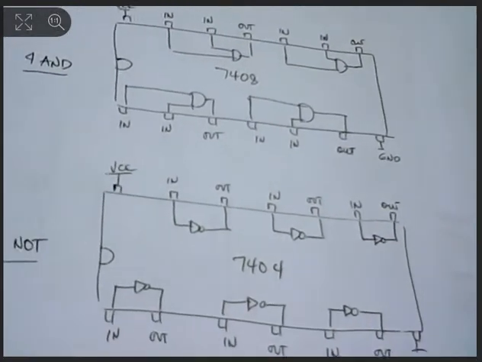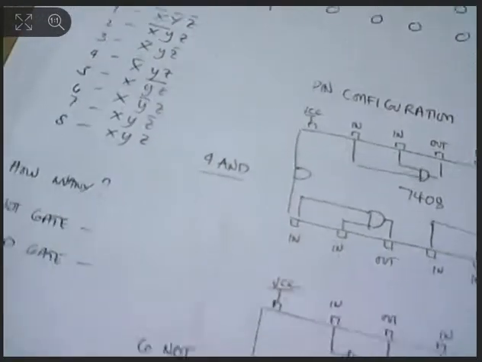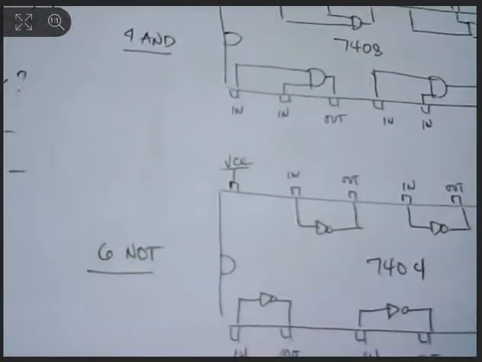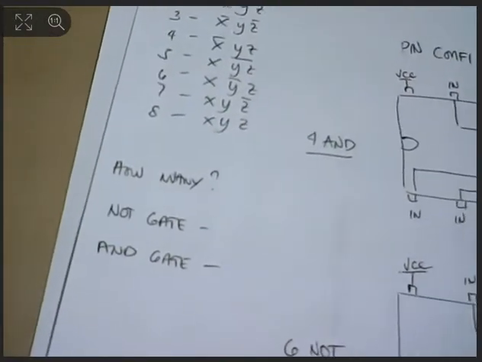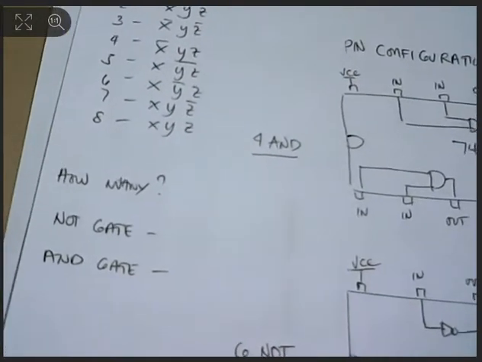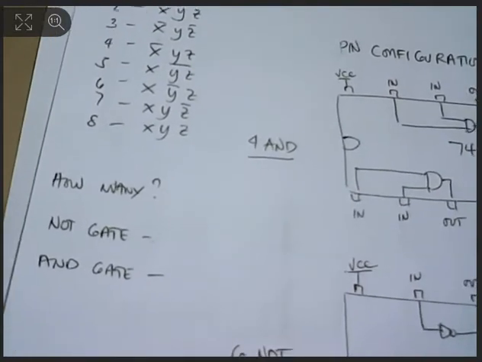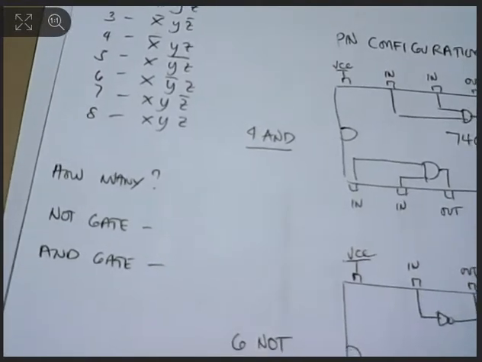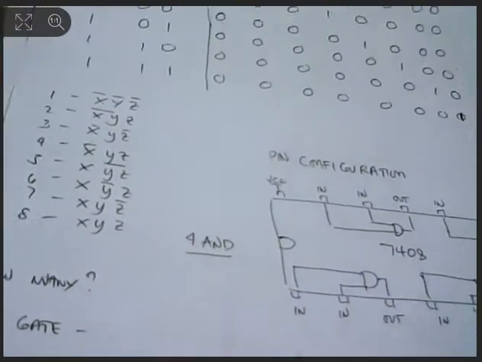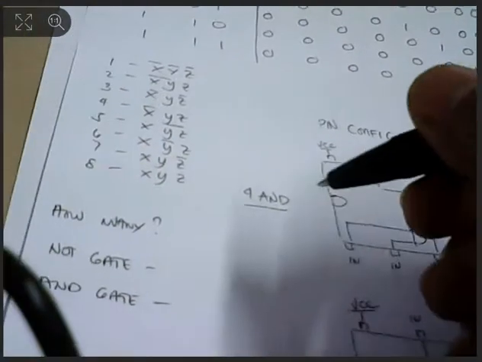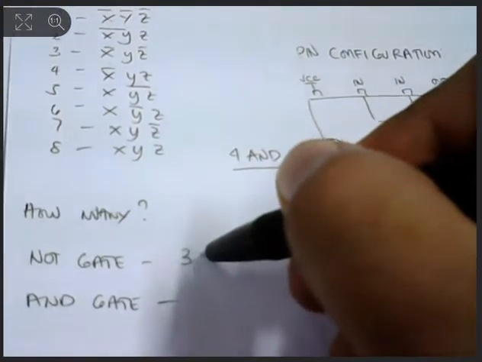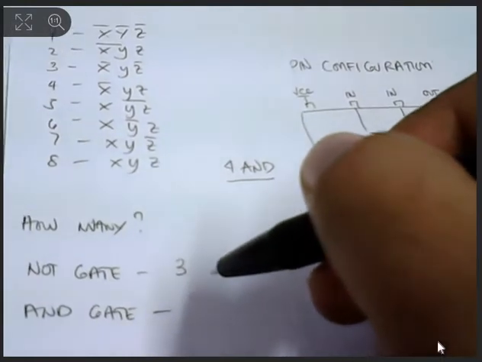The next thing we're going to do is identify how many AND gates and how many inverters we need to implement our 3x8 decoder. For the NOT gate inverter, since we have only 3 inputs, we only need 3 inverters.